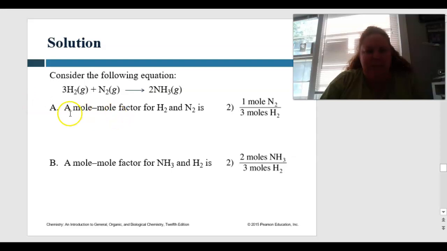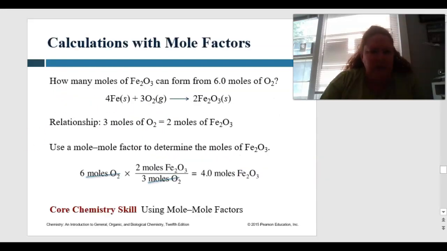So for question A, the mole-to-mole factor for H2 and N2 is 1 mole of nitrogen to 3 moles of H2, because we have 1 mole of nitrogen here to 3 moles of H2. Then what's the mole-to-mole factor for NH3 and H2? Well, we have 2 moles of NH3 here, and that's the same as 3 moles of H2, because remember, they have to balance each other out. So that would be our mole-to-mole factor. So how do we do calculations with these?